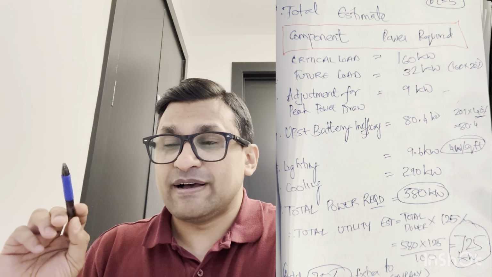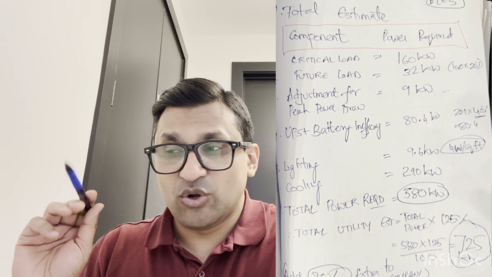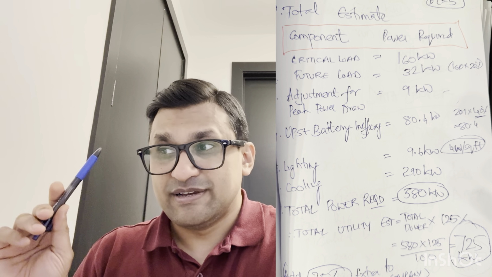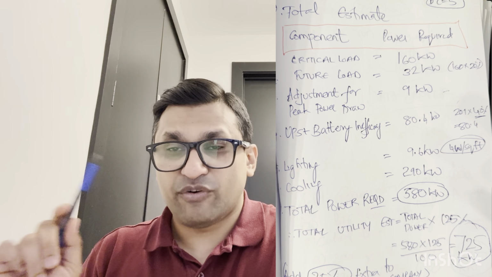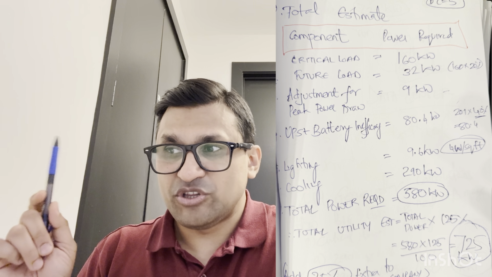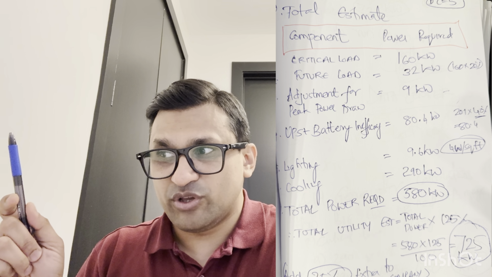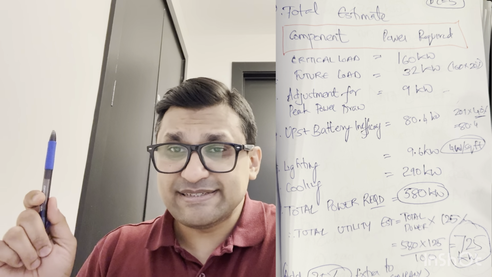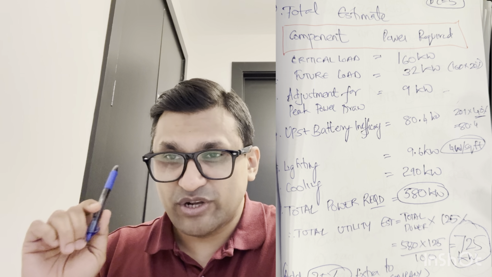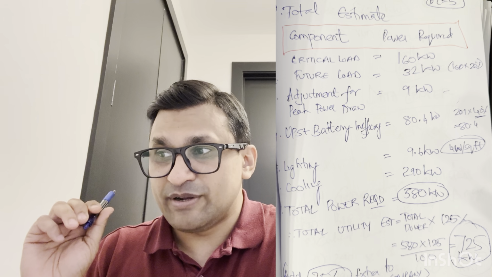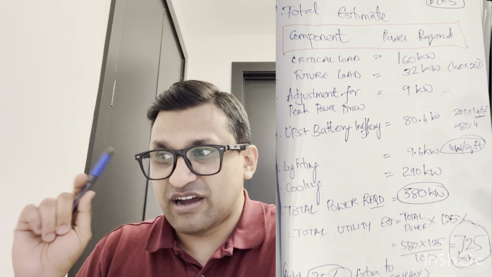The total estimate is component-wise. The critical load is 160 kilowatts, future load 32 kilowatts, adjustment for peak power draw 9 kilowatts, UPS battery inefficiency is 80.4 kilowatts, lighting is 9.6 kilowatts, and cooling is 290 kilowatts. For the total power required, you add up all these things, and it is 580 kilowatts.